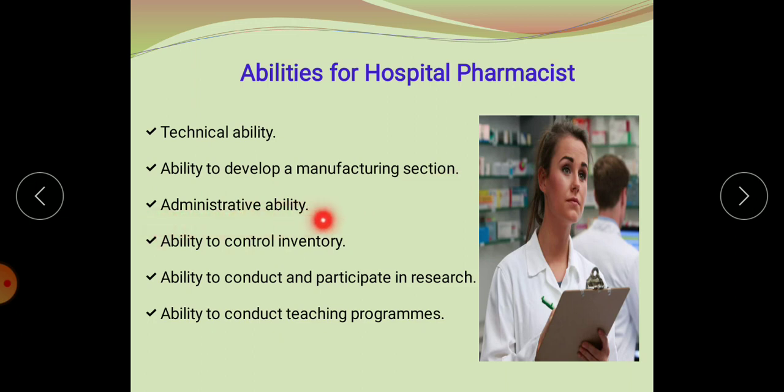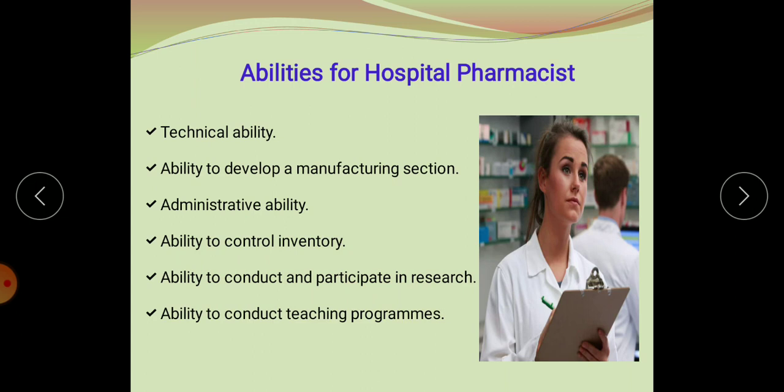Then the administrative ability to have administrative control over the total hospital pharmacy regarding maintaining all the inventory, stock, purchasing, quality control, all those things. Second is the ability to control the inventory, to maintain the proper stock, proper storage condition. Then proper forecasting of the demand at the right time and make the medicines available all the time within the hospital. Then to conduct and participate in research, they must be updated with the latest knowledge, so that they can conduct and participate in research.